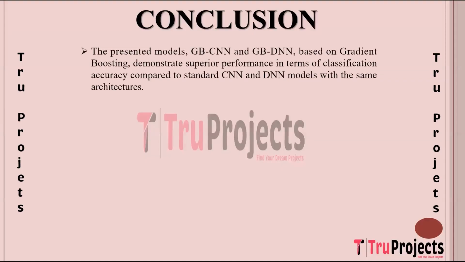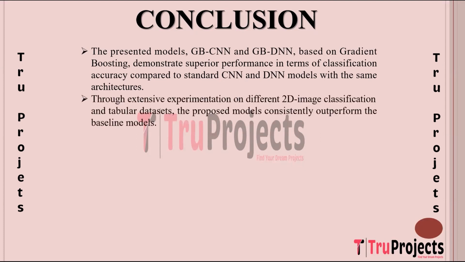The conclusion of the project is the models GBCNN and GBDNN employing gradient boosting exhibit better performance in classification accuracy when compared to standard CNN and DNN models. This improvement suggests that the boosting methodology enhances the model's ability to learn and make more accurate predictions. Across diverse 2D image classification and Tableau datasets, the proposed GBCNN and GBDNN consistently outperform baseline models. This consistency in superior performance across different datasets implies the robustness and generalizability of the proposed models.